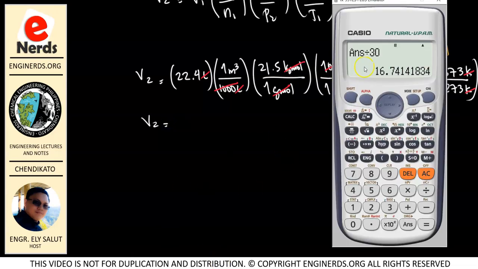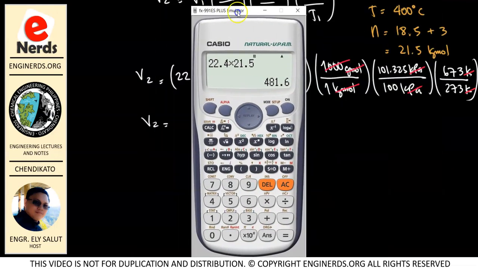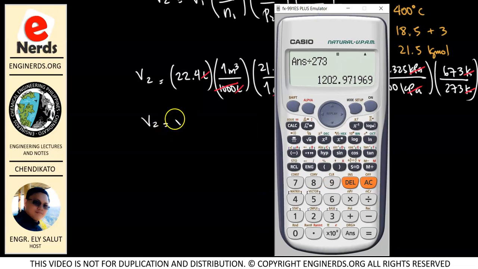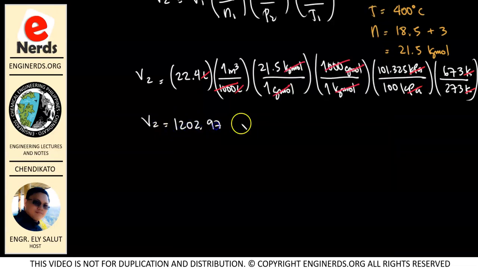So let us use again our calculator. So we have 22.4 times 21.5, right? Then let us multiply that to 101.325 divided by 100 times 673 and divided by 273. So we have 1202.97 cubic meters of stock gas.